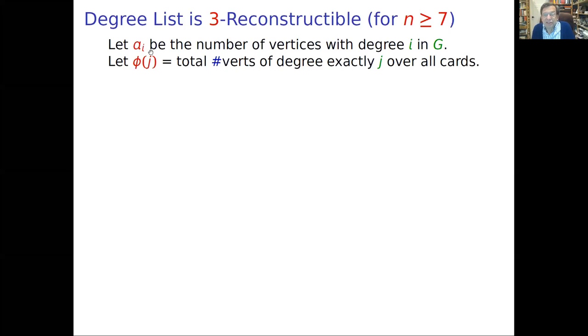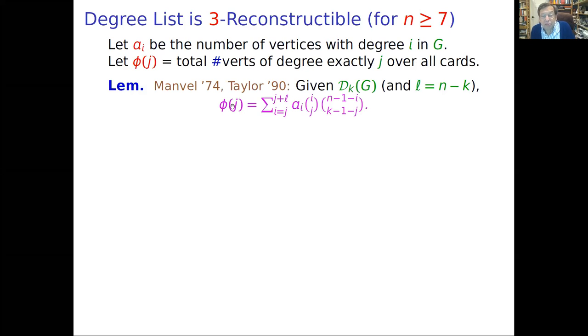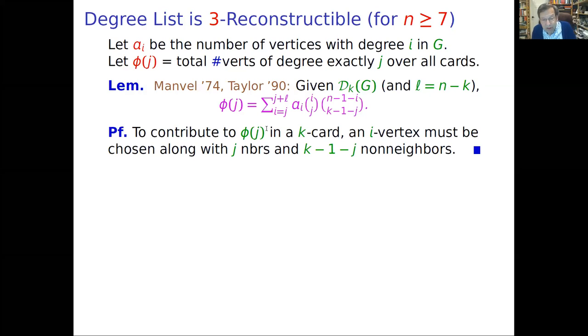Well, consider the number of vertices that have degree i. Let A sub i be that, and let phi of j be the total over all the cards of the number of vertices you see with degree exactly j in the card. Okay, so a basic lemma that was used by both Mandel and Taylor in their results is that if you are given the k-deck, remember l is n minus k, then this quantity phi of j is going to be this interesting sum. What's the argument?